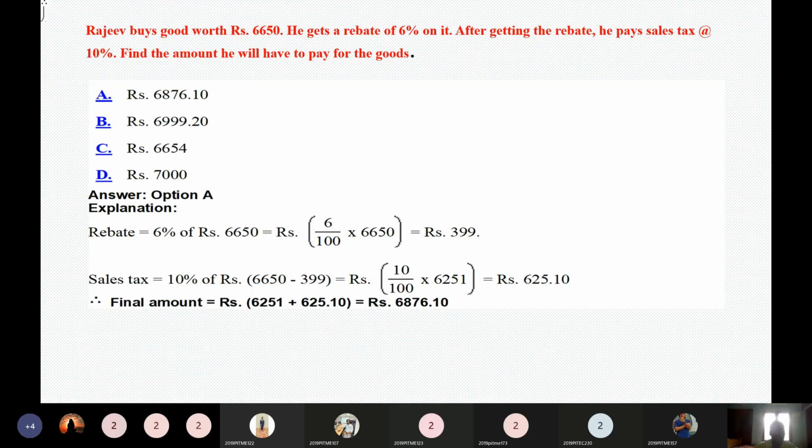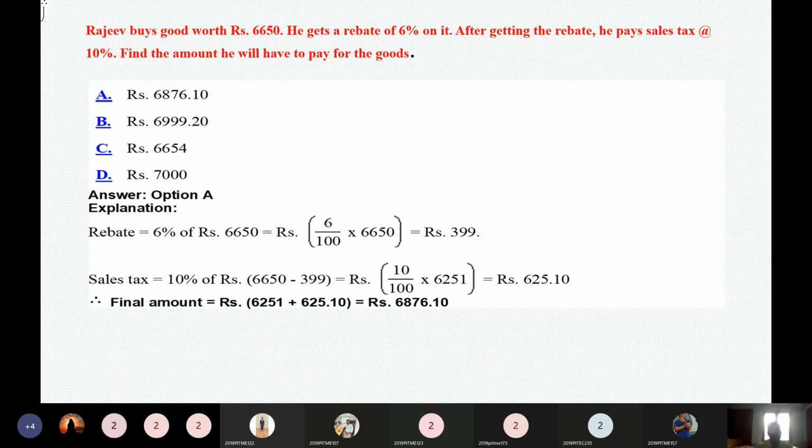Next problem. Raju buys goods worth rupees 6,650. He gets a rebate of 6%. Rebate means bonus or discount, you can take it like that. He gets a rebate of 6% on it. After getting the rebate, he pays sales tax of 10%. Find out the amount he will have to pay for the goods. So Raju buys some goods, the cost is around 6,650. He gets a rebate, like a discount, of 6%. After getting the rebate, he pays 10% tax. Then find out the amount he has to pay.